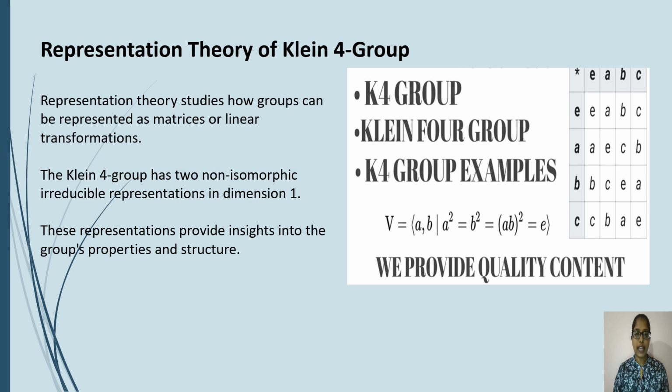Representation theory of the Klein-4 group. Representation theory studies how groups can be represented as matrices or linear transformations. The Klein-4 group has four non-isomorphic irreducible representations in dimension 1. These representations provide insights into the group's properties and structures.